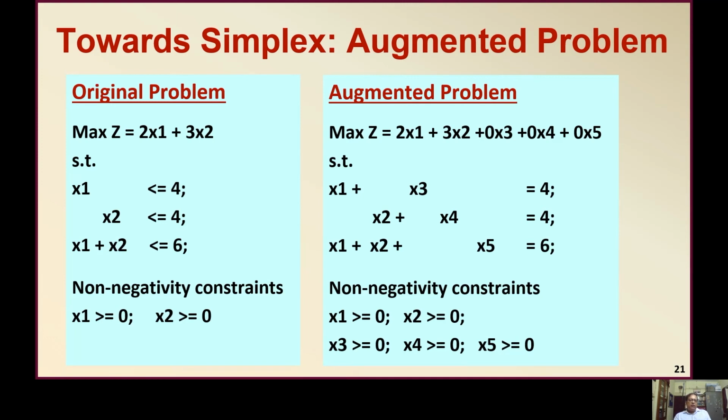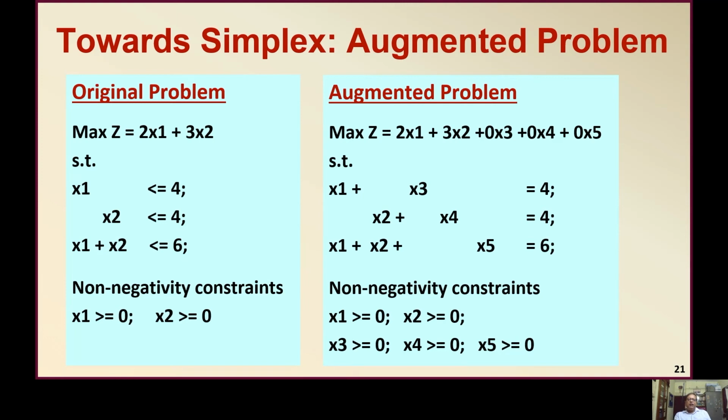So this is the original problem. This is the augmented problem. Look here, once the augmented problem is formulated, now there is no difference between one variable and the other. It is simply a 5 variable problem written in a particular form. And that form is called a canonical form. What is canonical form? I shall discuss a little later.